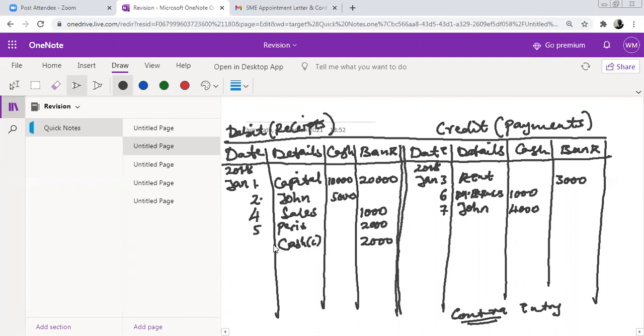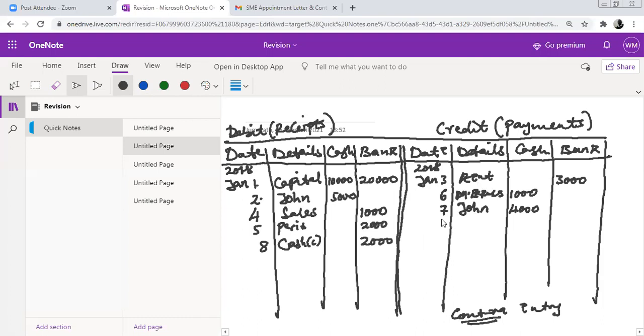This is on 8. You record it on the bank column because it is the one that is receiving, and here you record where the money is coming from. Actually, the details of the receipt side record where the money is coming from: from John, from sales, from Paris, from cash. And on the payment side we normally record where the money is going or what we are paying. We are paying rent, motor expenses, John. So you normally record where the money is going.